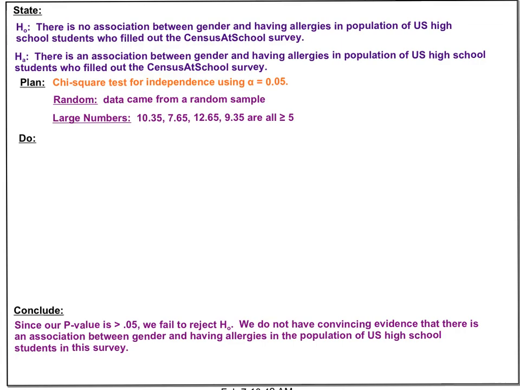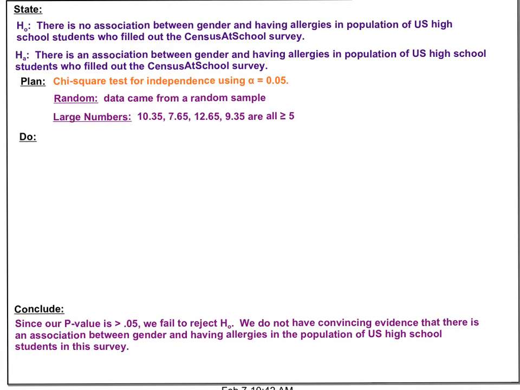So here's a look at the 4-step. H0 will say that there's no association between gender and having allergies in the population of U.S. high school students who fill out the Census at School survey, right? That's just specifying the students that are in our population. HA says that there is. If there is an association, it would really mean that one of those two genders is more likely to develop allergies.